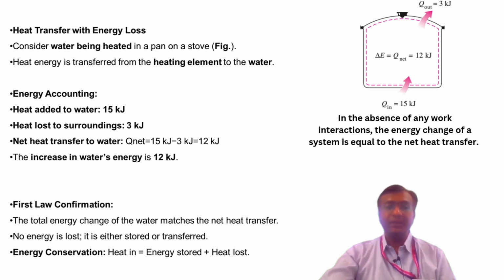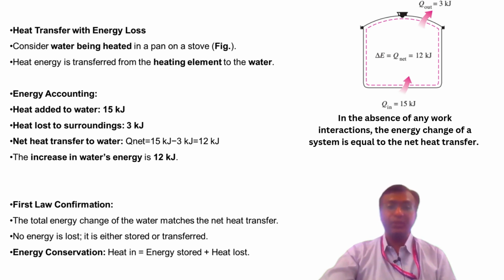Now, to determine the total heat transfer to the water, we subtract the heat lost to the surrounding from the heat added to the water. So, the net amount of heat given to the water is 15 minus 3, which is equal to 12 kilojoules. This means the water only receives a heat transfer of 12 kilojoules.